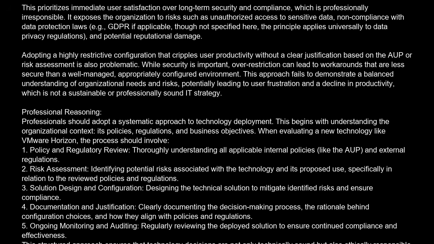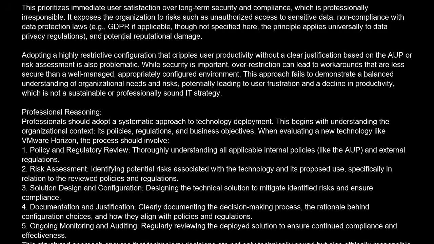Adopting a highly restrictive configuration that cripples user productivity without a clear justification based on the AUP or risk assessment is also problematic. While security is important, overrestriction can lead to workarounds that are less secure than a well-managed, appropriately configured environment. This approach fails to demonstrate a balanced understanding of organizational needs and risks, potentially leading to user frustration and a decline in productivity, which is not a sustainable or professionally sound IT strategy.